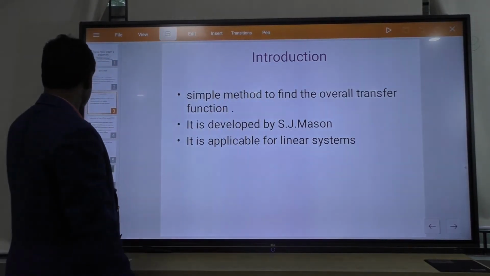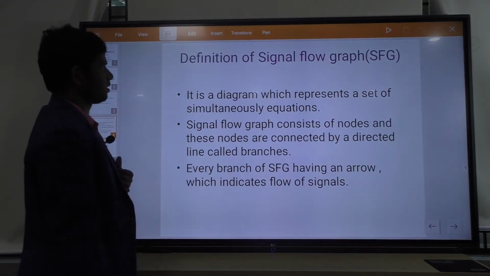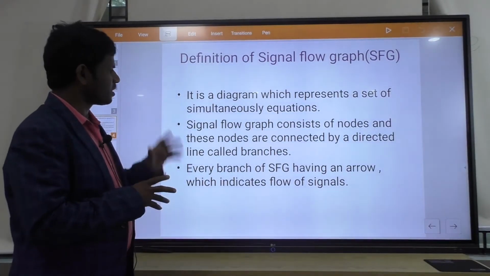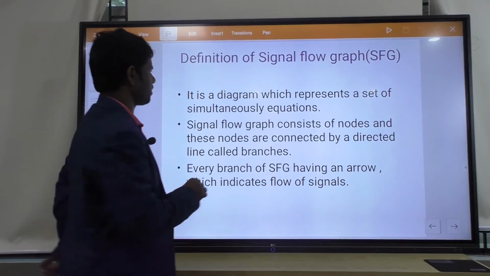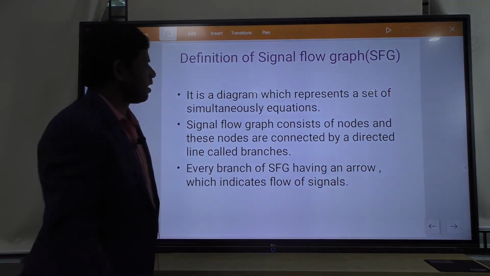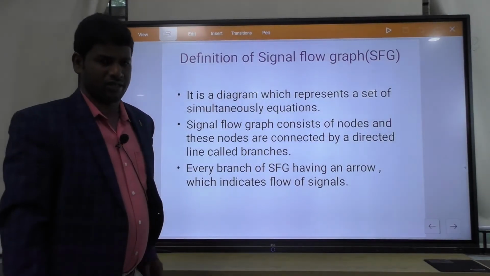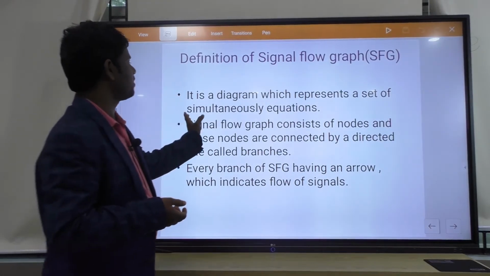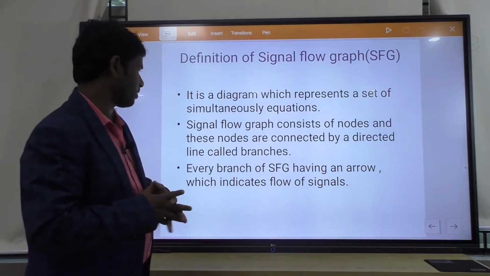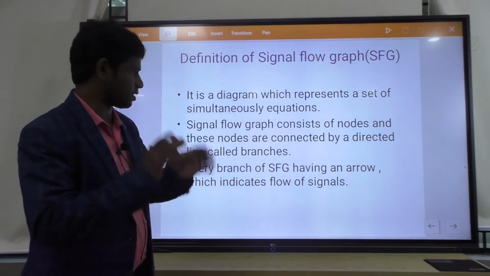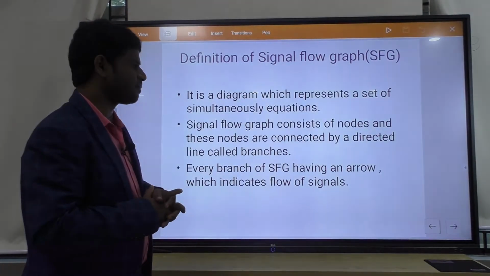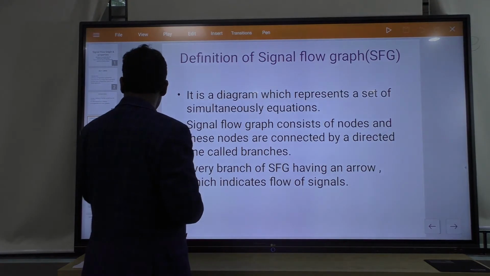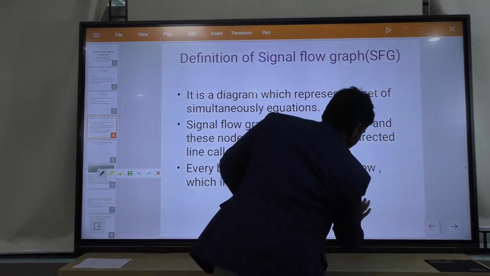The next is the definition of a signal flow graph. A signal flow graph consists of some nodes and is the representation method for simultaneous linear equations. If you have linear simultaneous equations, the signal flow graph represents them. It contains some nodes and some branches, and each branch is directed. You see, this one is a signal flow graph.